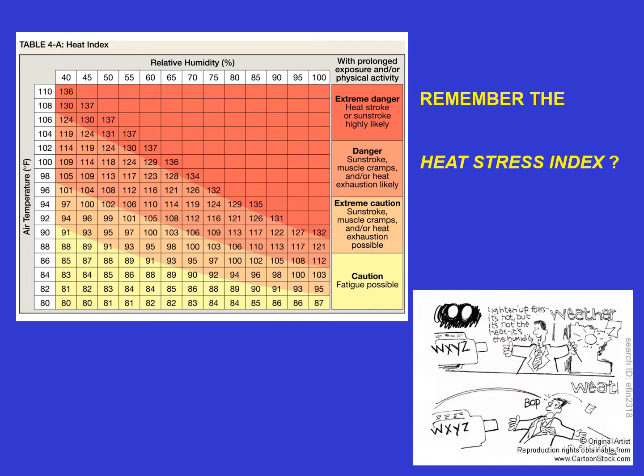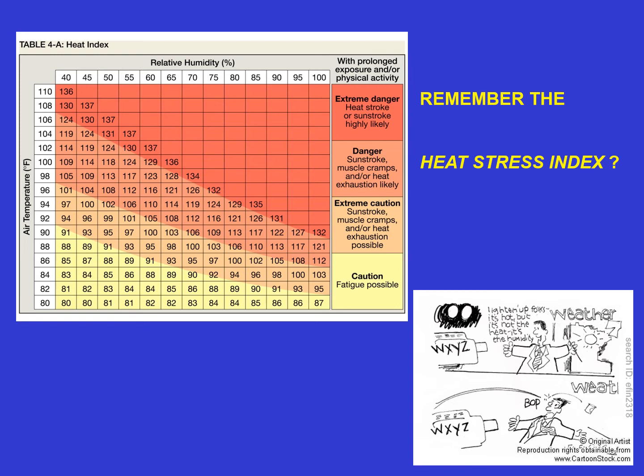And we'll skip this. All right, so remember the heat index, also called the heat stress index. We did talk about this in a previous chapter, I don't remember which one, maybe chapter 1. But just a reminder here, you have air temperature over there on the left, and across the top you have the relative humidity.